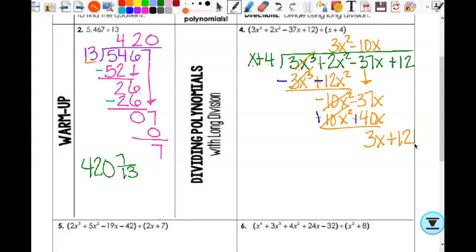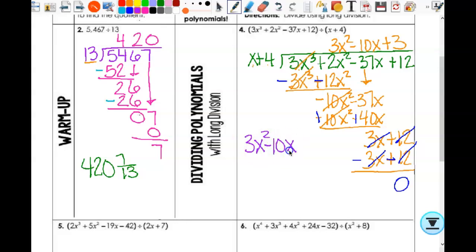Then 3x divided by x is a positive 3. So this gives me 3x plus 12. I change the signs. That zeroes out. That zeroes out. I get 0. So my final answer then is 3x squared minus 10x plus 3.